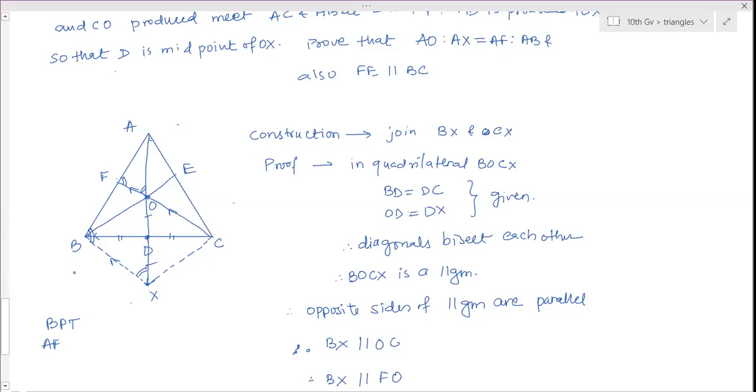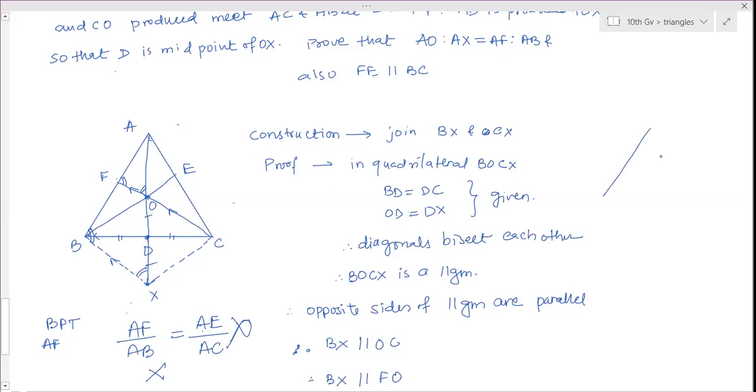Ma'am, first, by similarity only we got AF by AB is equal to AO by OX, right? Yeah, that is by similarity because they asked to prove that. So we have used similarity only. Ma'am, listen first. If you use similarity, you will get AF by AB is equal to AE by AC. And this is not BPT. Converse BPT is not useful for this.